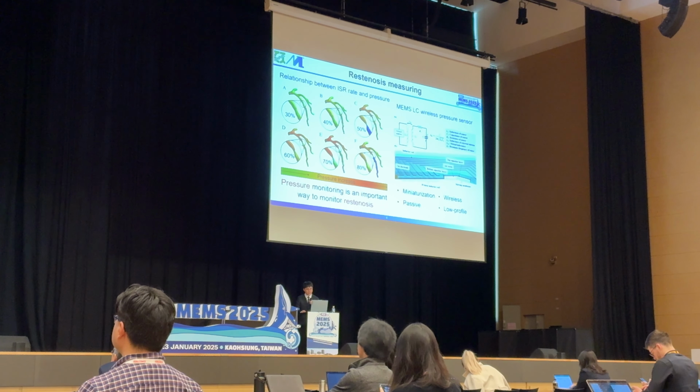So here is the basic principle of the LC wireless pressure sensor. When we apply pressure to the sensor, displacement will happen in the moving membrane. So the sensor's frequency value will change. Using an outside network analyzer, we can detect the signal wirelessly.